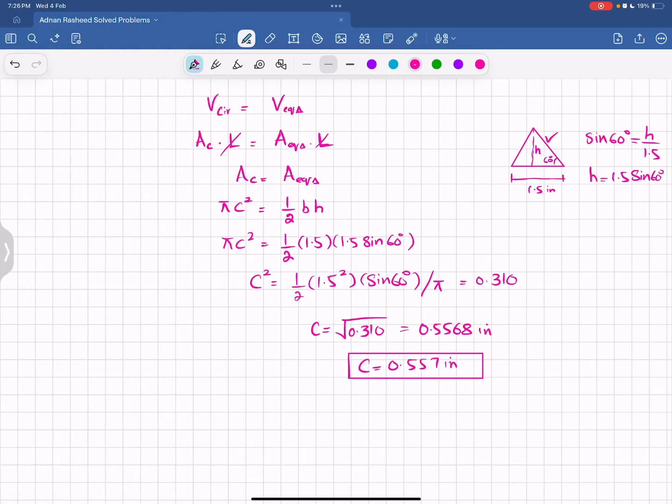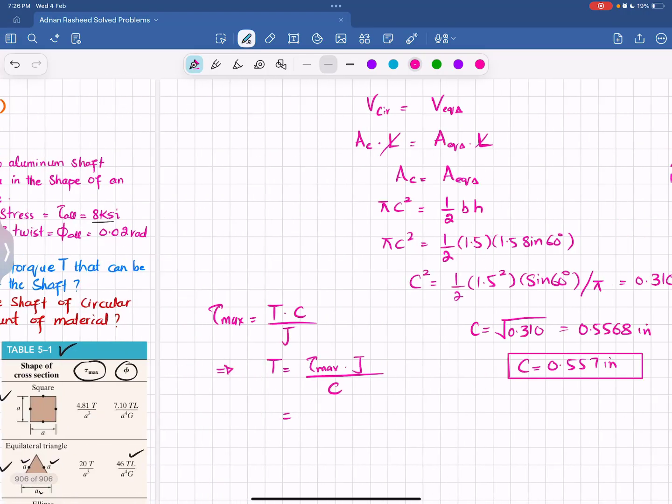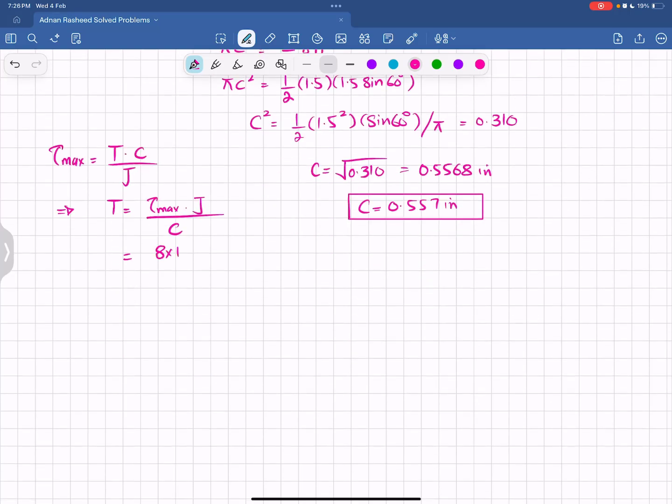Now we have this c, so we are going to find out the maximum shear stress, torque. So we know that maximum shear stress is equal to T into C divided by J. So from here, same material is used, so allowable or maximum shear stress will be same. So torque is tau max or allowable shear stress into J divided by C. Maximum or allowable shear stress is given as 8 KSI. So I will put the value: 8 into 10 raised to the power 3 multiplied by J. So J is pi by 2 C power 4.